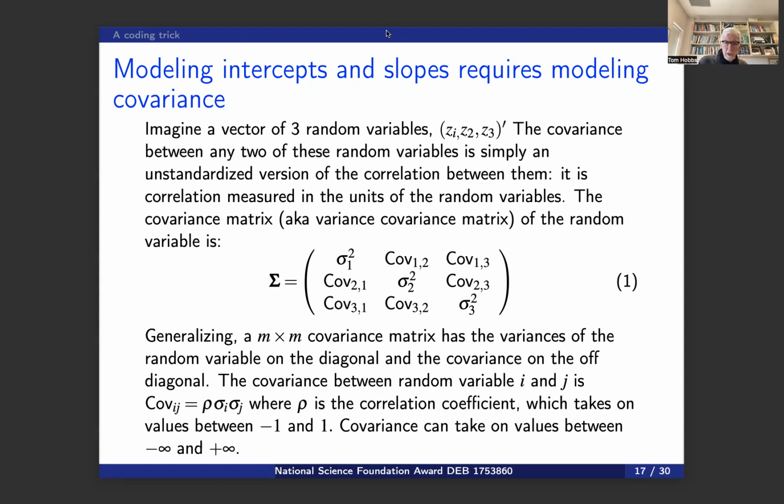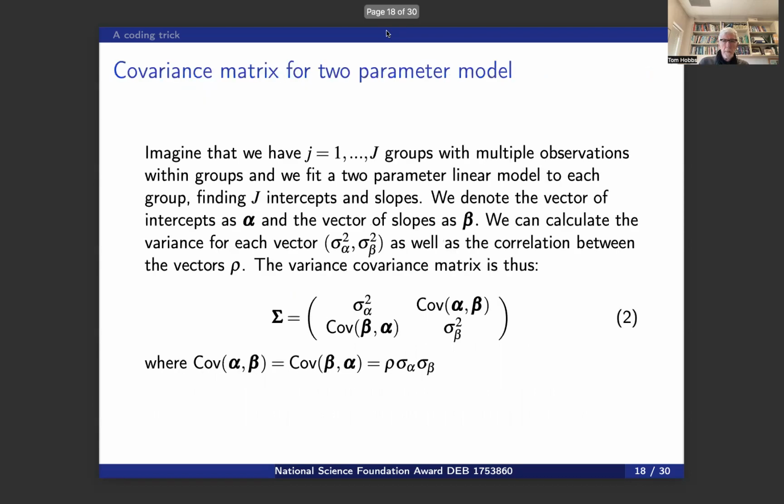On the diagonal are the variances, and on the off diagonal, symmetrically, is the covariance, which is equal to the covariance between random variable i and random variable j, which is equal to the correlation coefficient multiplied by the standard deviation of random variable i and the standard deviation of random variable j. The correlation could take on values between -1 and 1, but covariance can take on values between -infinity and +infinity.